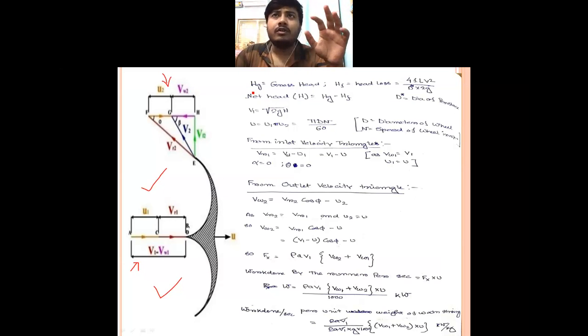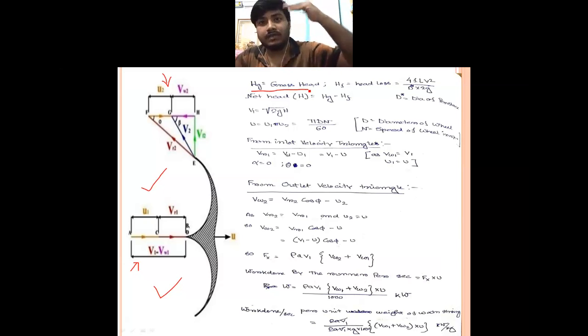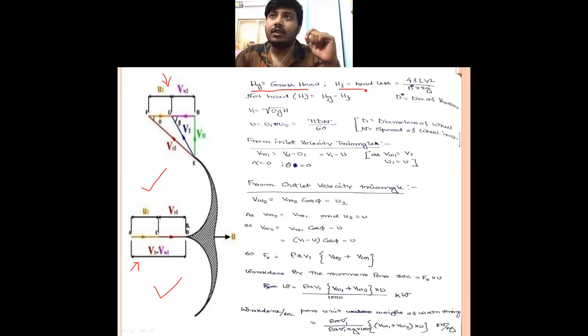Now come over here. These things you have already done. You know HG is the gross head, that is the head at the headrace. Then HF is the head loss, which is given by 4fLV² / (2gD), the Darcy-Weisbach equation, which you already know, and D is the diameter of the penstock.